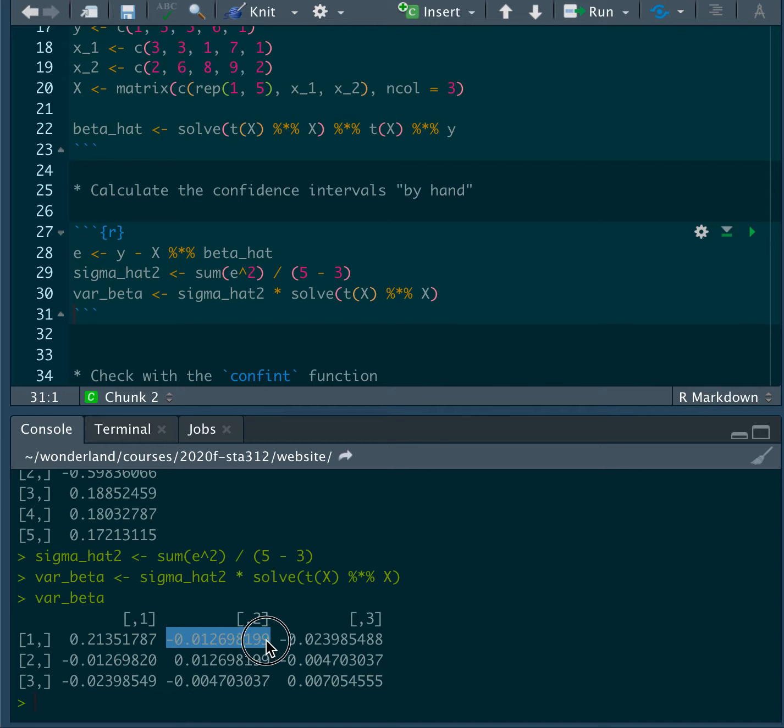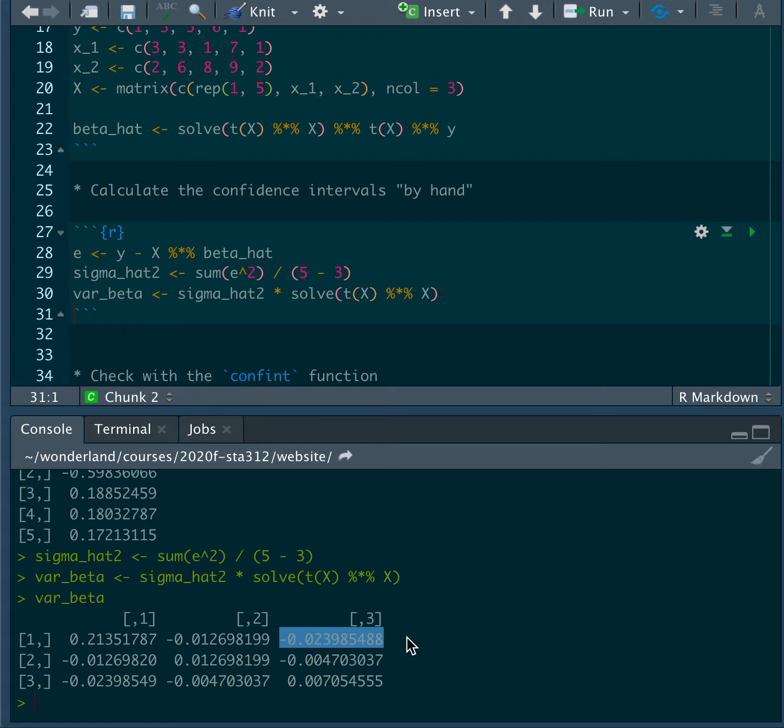This is going to be the covariance between beta 0 and beta 1, because if you remember the order, this was beta 0, beta 1, beta 2, and the same on the rows, beta 0, beta 1, beta 2. So this is the covariance between beta 0 and beta 2. So this is the covariance between those beta coefficients. And what do you think this is?